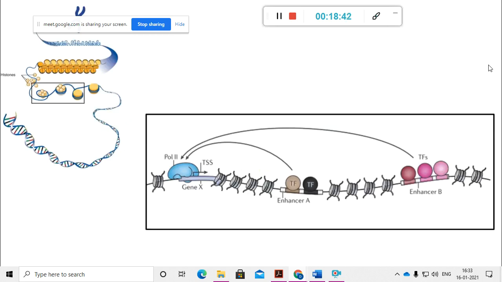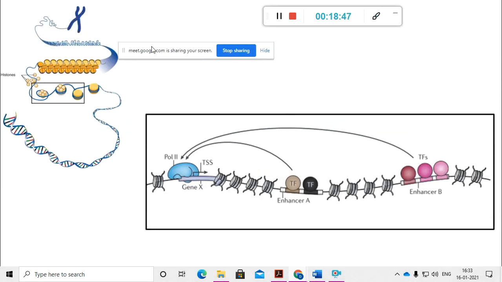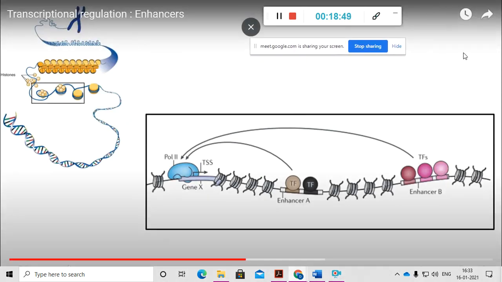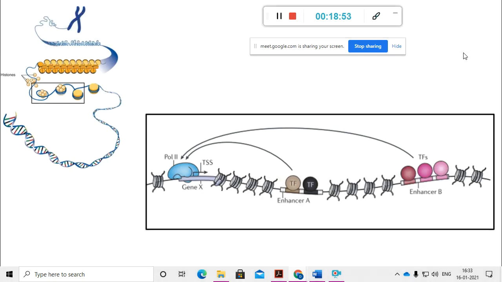Now inside of the cell, the DNA is not free. DNA is in the form of a nucleosome arrangement. Here I'm showing a gene X and two enhancers of it, enhancer A and enhancer B. Even though enhancer B is pretty far away from this particular gene X, enhancer A and enhancer B both have a certain amount of influence on the expression of gene X.